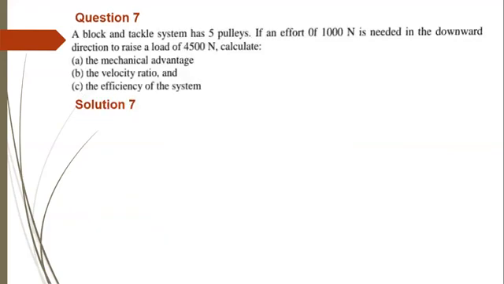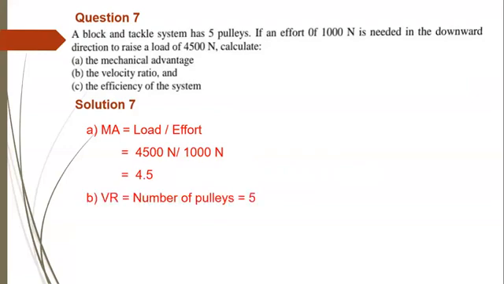A block and tackle system has 5 pulleys. If an effort of 1000 Newton is needed in the downward direction to raise a load of 4500 Newton, calculate the mechanical advantage, velocity ratio and efficiency. You know the formula, load upon effort, substitute the values, mechanical advantage comes out to be 4.5. Velocity ratio is equal to number of pulleys. Number of pulleys in this system are 5, so velocity ratio will be 5. Efficiency is mechanical advantage upon velocity ratio, so it comes out to be 90%.